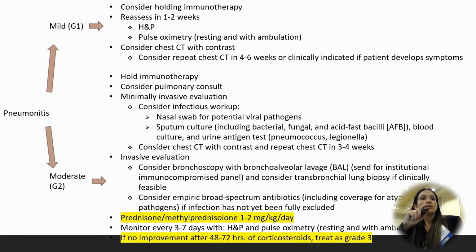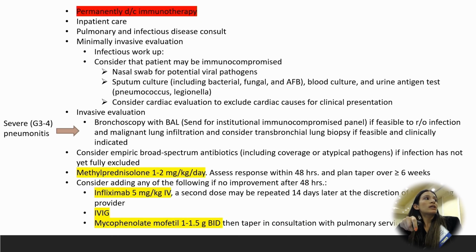Pneumonitis. This has a low incidence, but it can be fatal, okay? So these patients we have to identify very quickly so we can treat them. For mild, we can hold, we can reassess, we can do a CT chest. For grade 2, we're going to do the same, we're going to make sure it's nothing else, right? We're going to check for viral pathogens, do the whole workup, and for already grade 2, we can start high-dose steroids. If there's no improvement in 48 to 72 hours, we're going to treat as grade 3.